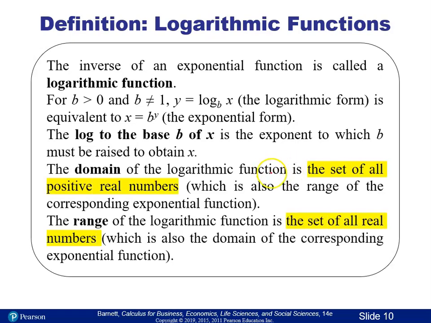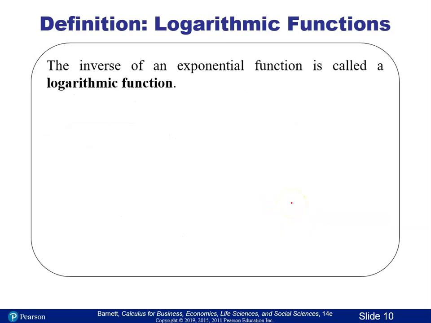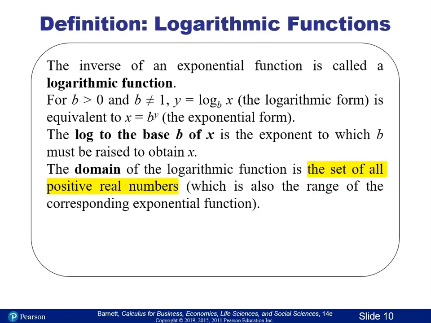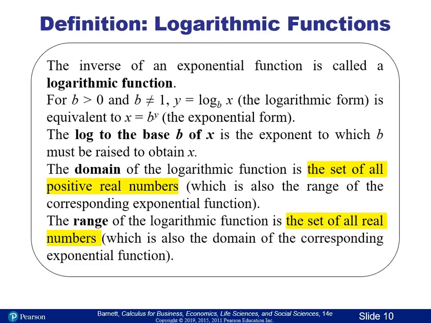Okay, the domain of a logarithmic function is the set of all positive real numbers. So if you look back at the graph here, you can see that the exponential function had a horizontal asymptote on the x-axis. The logarithmic function actually has a vertical asymptote here at the y-axis. So the logarithmic function never crosses the y-axis, so it's not defined over here for negative numbers. So you can't take the log of a negative number because of that. So we do have to apply some domain restrictions in order to avoid that.